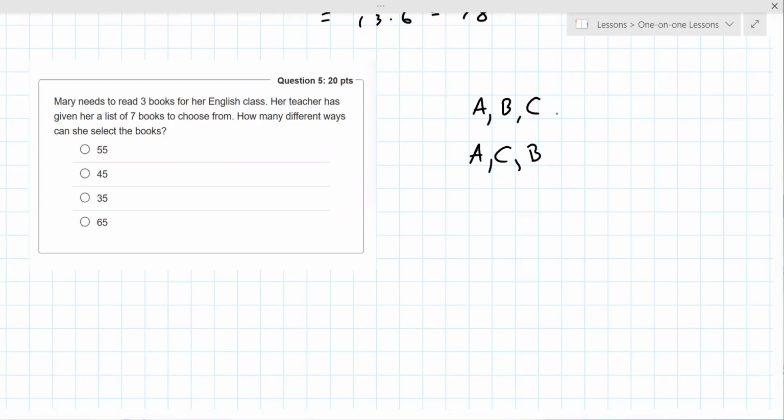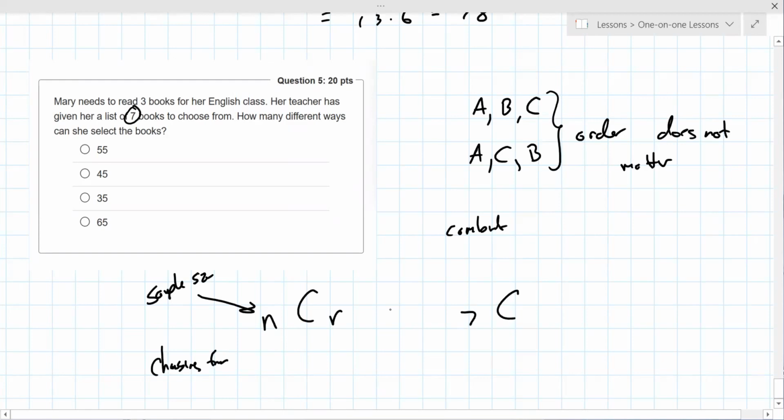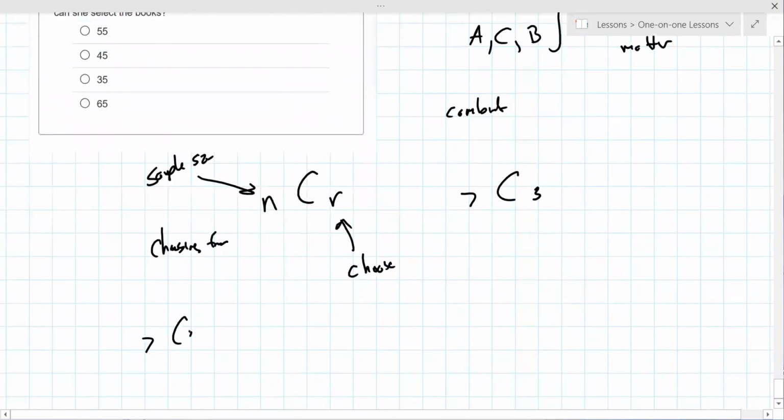Did you get the same 3 books? Yes. So notice your order does not matter, which means it's a combination problem. In this nCr formula, n is your sample size, basically what you're choosing from. How many are you choosing from here? 7. And r is what you're choosing. How many are you choosing? 3. So 7 choose 3 is 7 factorial over 7 minus 3 factorial times 3 factorial.